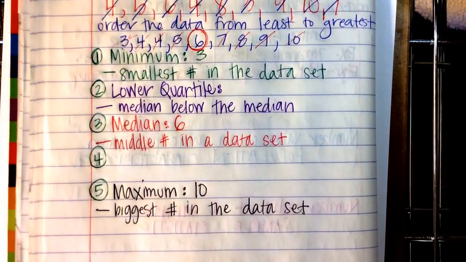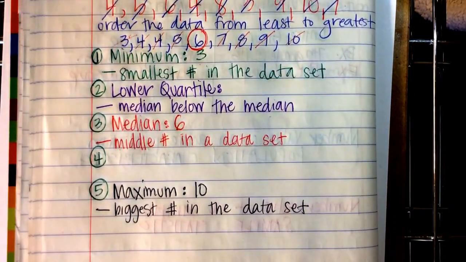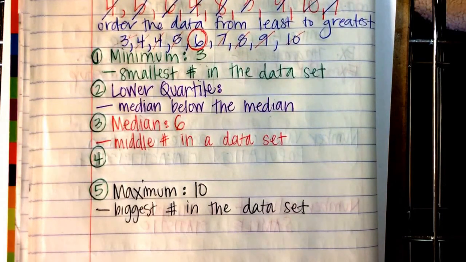The lower quartile, lower means bottom half, right? Lower means under. In quartile, quart means 4. We're breaking it into 4 groups. So we have the median. We now need to find the median, the middle, below the median.